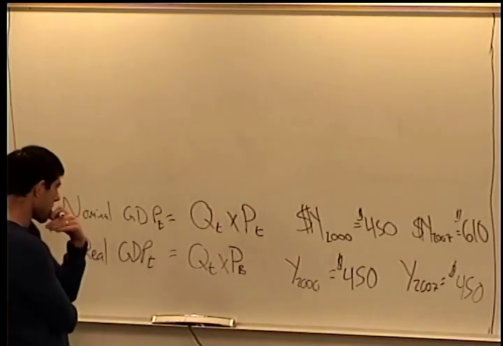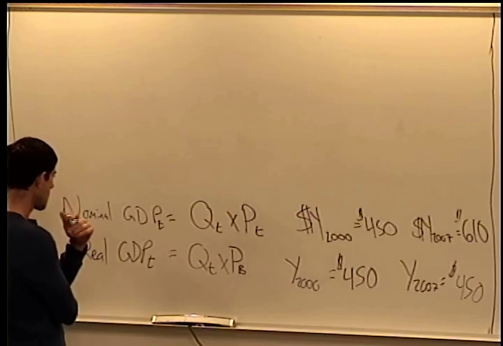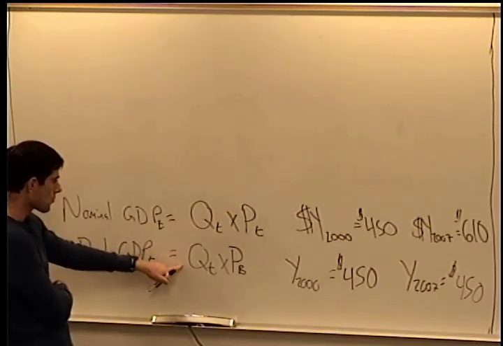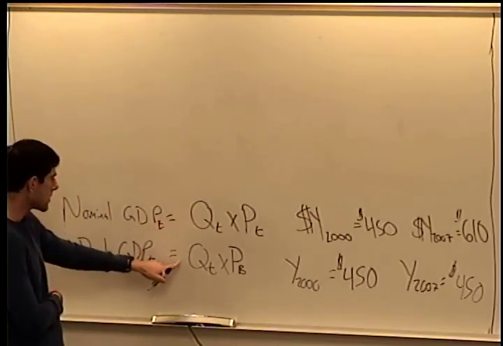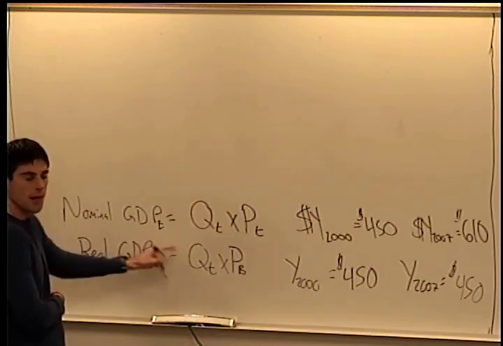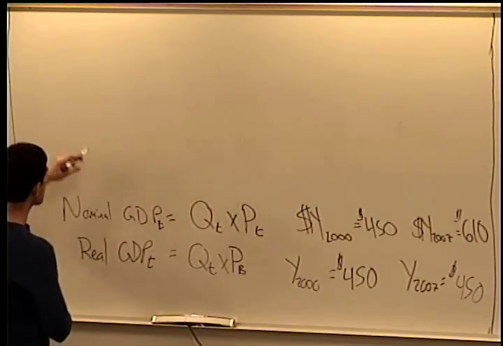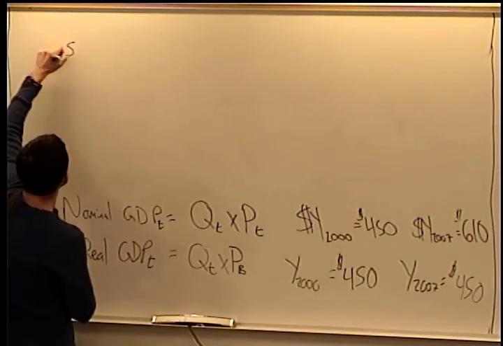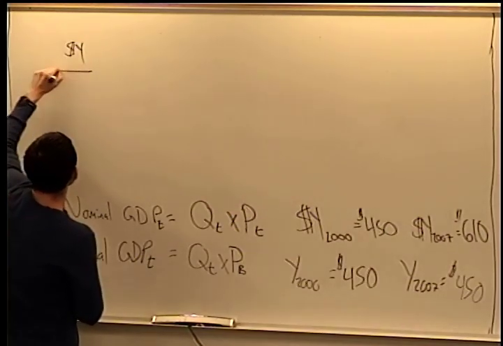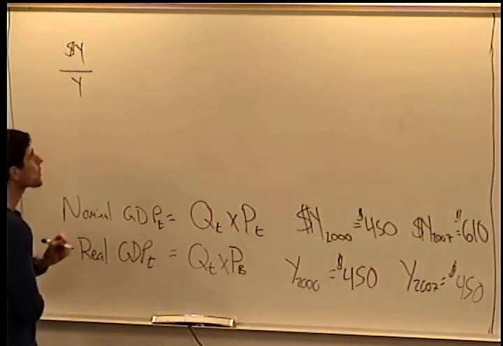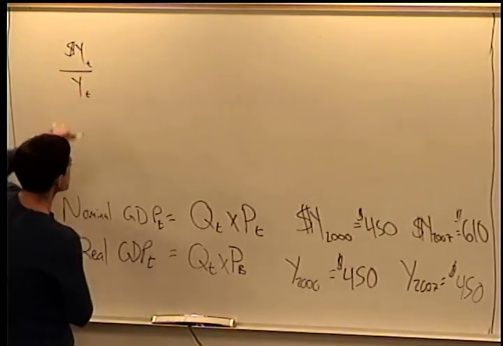Well, to do that, what happens if we have this and this. What happens if I took nominal GDP divided by real GDP? So I want to know what happens if I take $Y divided by Y in a certain year. So we'll take in year T. So this might be in year 2000.